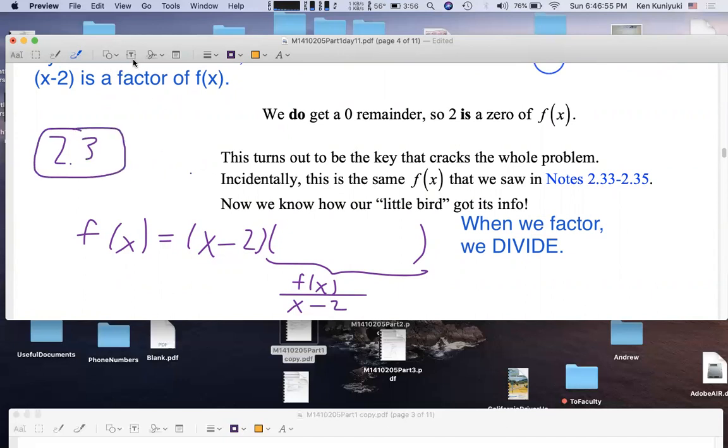All right. Because remember, if I ask you, 10 is 2 times what? 10 is 2 times 5, because 5 is 10 divided by 2. We divide to get the other factor. f of x divided by x minus 2.